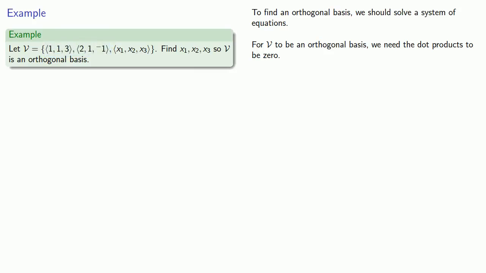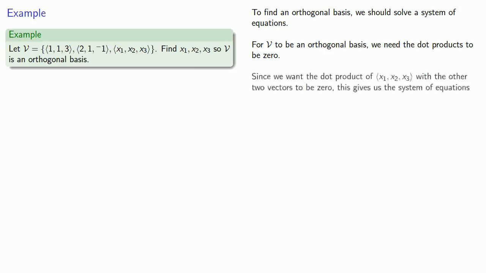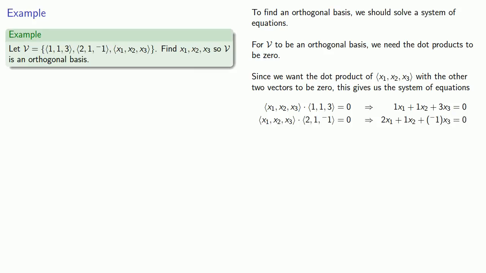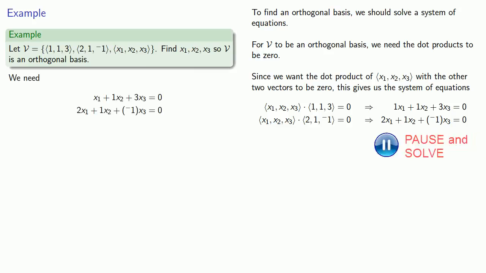Next, we'll want to make sure that the dot product of the new vector with each of the others is also 0. So I want to find that the dot product of (x1, x2, x3) with (1, 1, 3) is 0. Well, that gives us the equation 1x1 + 1x2 + 3x3 = 0. I also want to make sure that the dot product of (x1, x2, x3) with the other vector (2, 1, -1) is also 0. And so that gives me 2x1 + 1x2 - 1x3 = 0. And here's our system of equations.